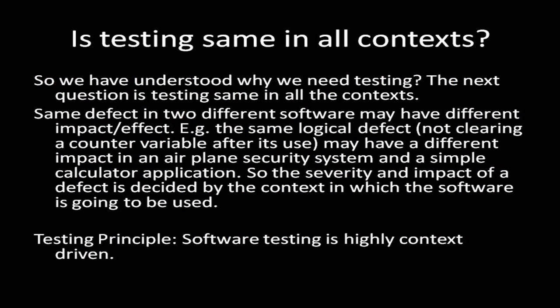So after discussing why we need software testing, the second thing that we need to understand is the software testing context. By software testing context, we mean that we need to understand if software testing is the same in all situations, or does it vary from project to project or product to product. For this we need to understand the impact of a defect in a given situation or context.